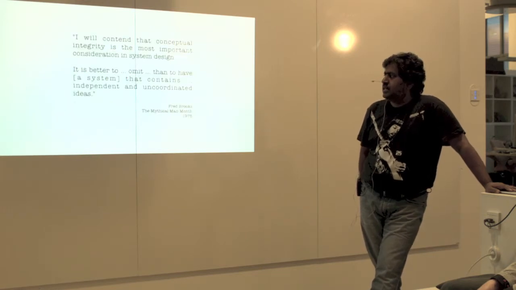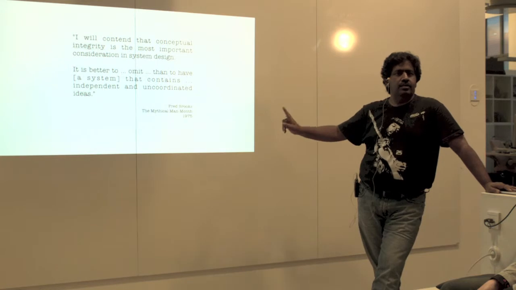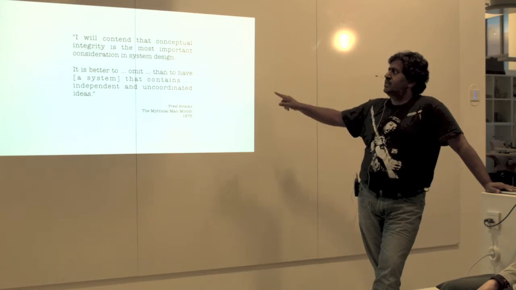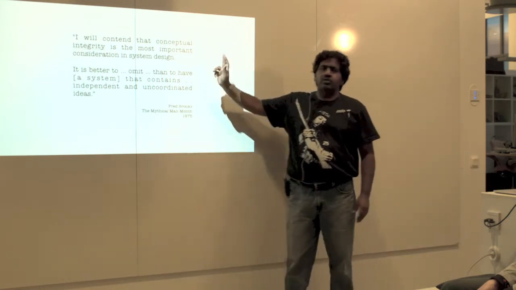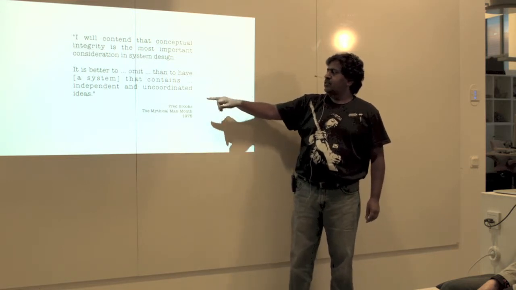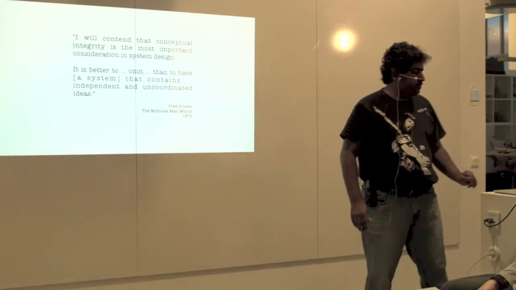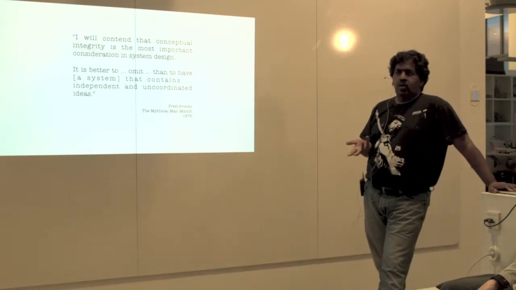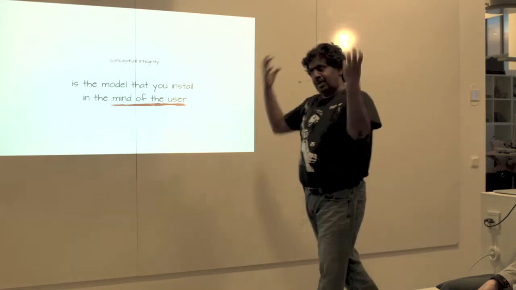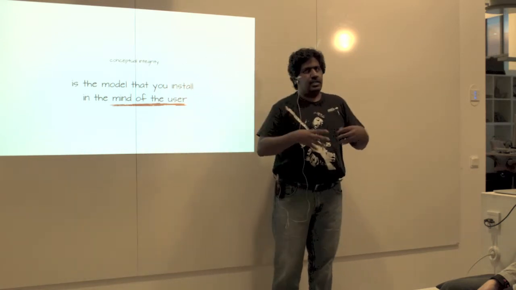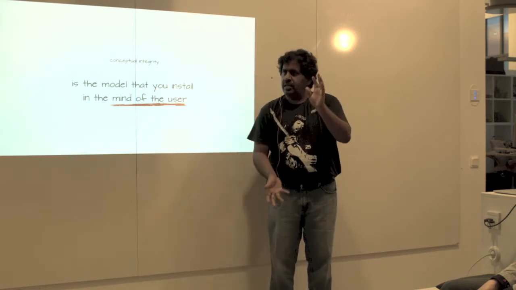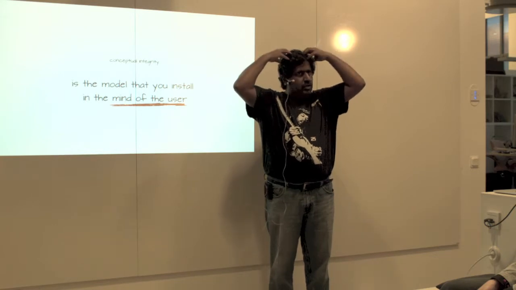And conceptual integrity comes from 1975, a lesser-known paper by Fred Brooks from the Mythical Man-Month stack of papers, where he contends that conceptual integrity is the most important consideration in design. It is better to omit than to have a system that contains independent and uncoordinated ideas. And what it basically boils down to is this. It is a model that you install in the mind of the user. It is this concept that you put into the mind of the user. Whether it's an end user working on your system, or another developer working with an API, or another developer maintaining this piece of code, it is the model that you install in the head of a user.